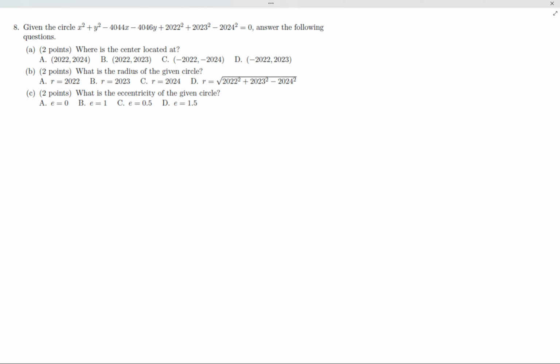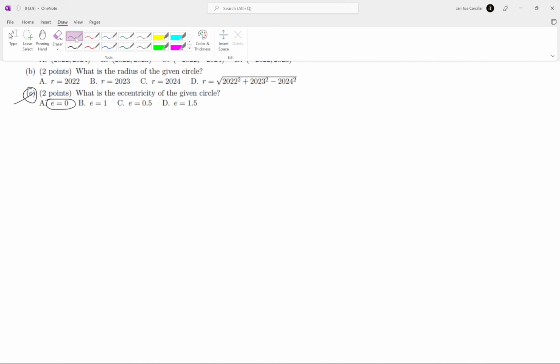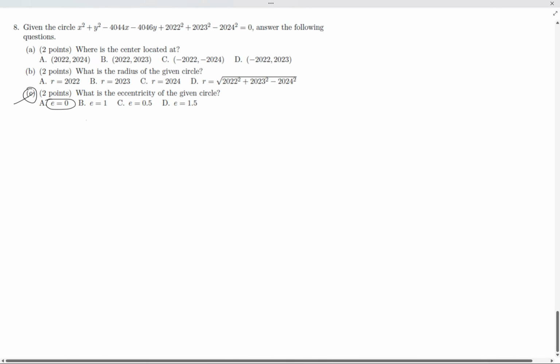Now, right out of the bat, we can answer question 8.c, the eccentricity of a given circle. I explained this last time. For a circle, the eccentricity is 0. So we are done with this question. Okay, but for the remaining questions, we can do this easily.